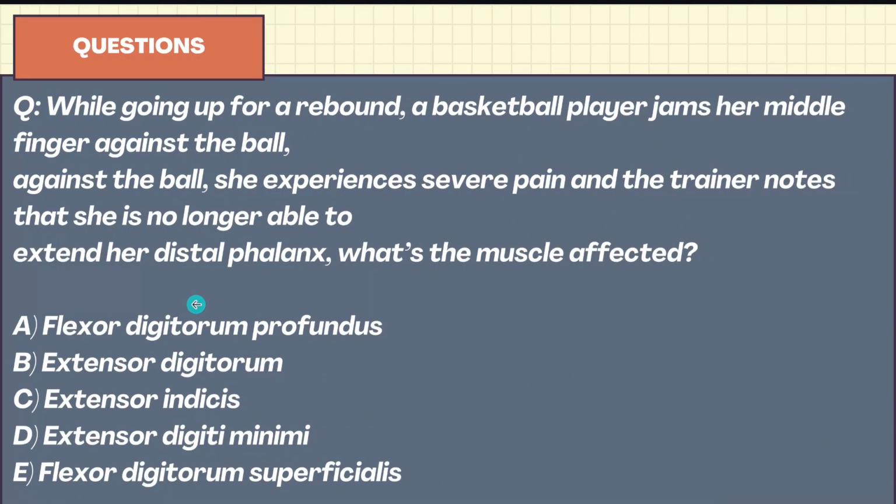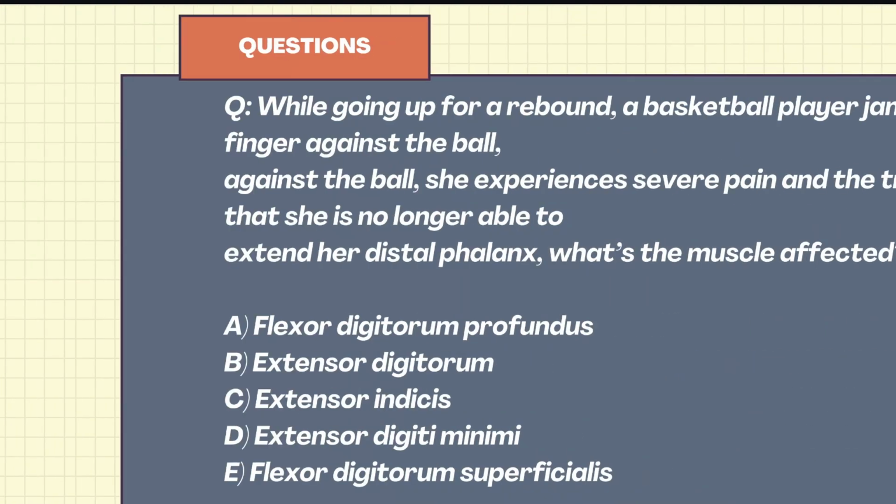Next question. While going up for a rebound, a basketball player jams her middle finger against the ball. She experiences severe pain, and the trainer notes that she is no longer able to extend her distal phalanx. So what allows for the extension of the distal phalanx? It's going to be B. It's a pretty easy question.